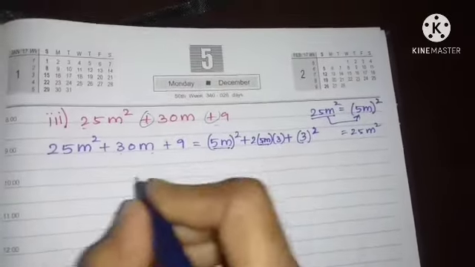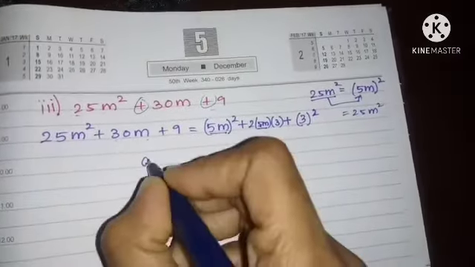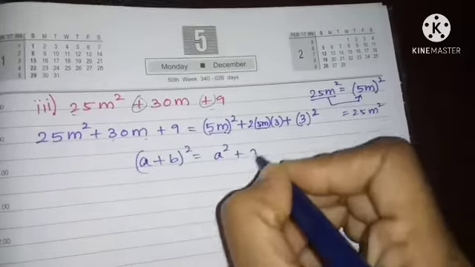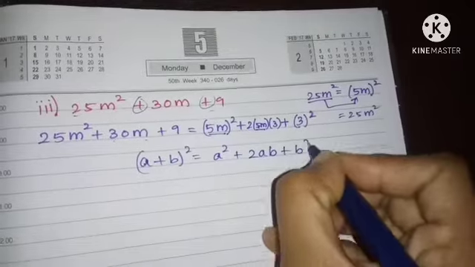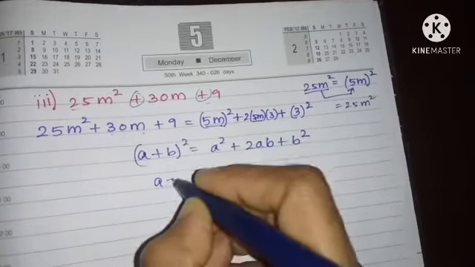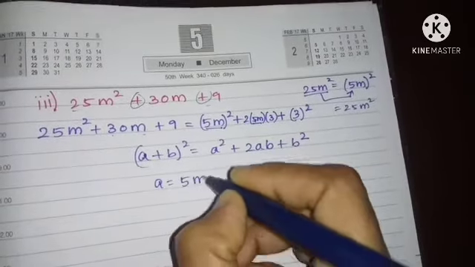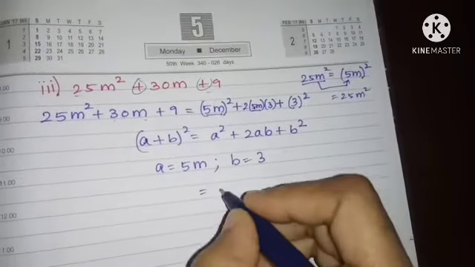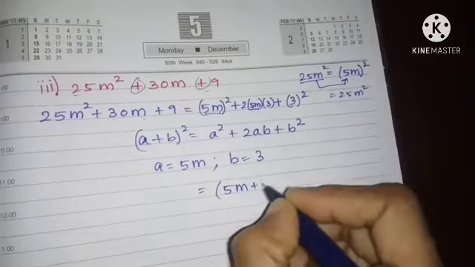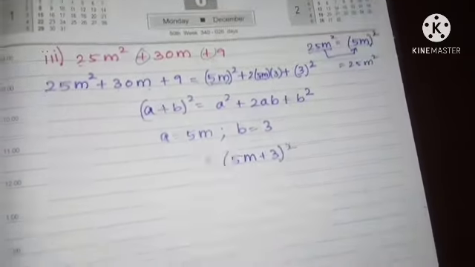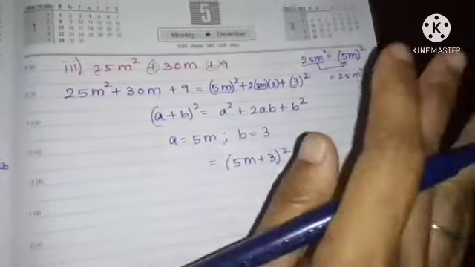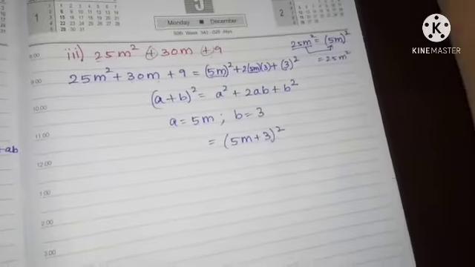Okay, so what is a? It looks like (a plus b) the whole square is equal to a square plus 2ab plus b square. So what is a, children? 5m. What is b, children? 3. So what will be the identity? (5m plus 3) the whole square. If you expand it, you will get this. Okay, this is how you can check the answer.